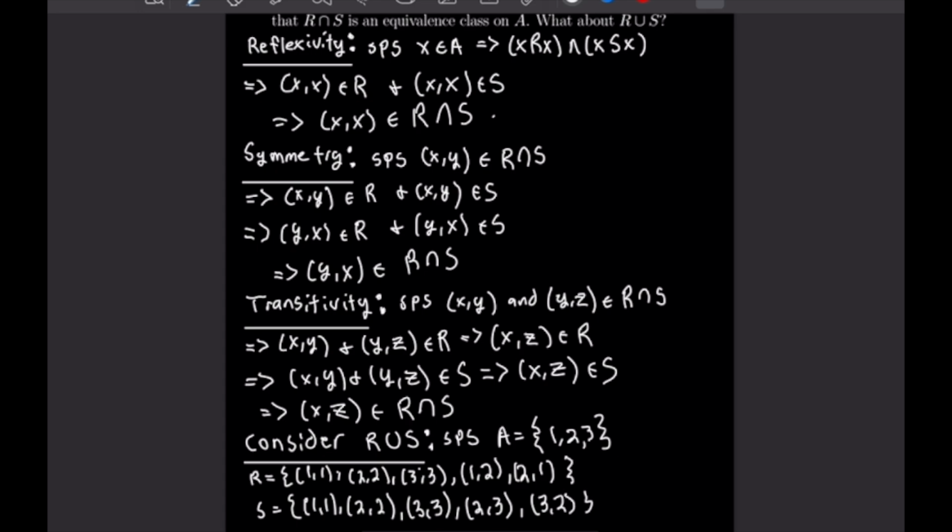Great. So we can see that this will fail transitivity, as if we union R and S together, we will have (1, 2) and (2, 3), but we do not have (1, 3). So that is a very quick counterexample to show that R union S will fail transitivity and thus cannot be an equivalence class on A. So let's go ahead and get into the next problem.